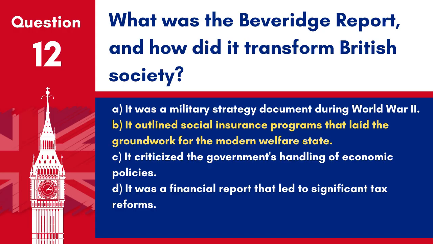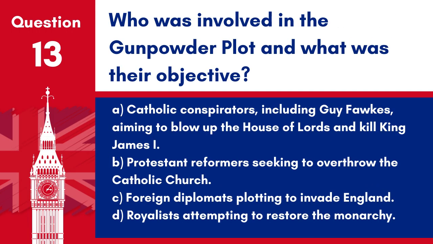Answer: B. It outlined social insurance programs that laid the groundwork for the modern welfare state. The Beveridge Report proposed comprehensive reforms to tackle want, disease, ignorance, squalor, and idleness, leading to the establishment of the welfare state. Question 13. Who was involved in the Gunpowder Plot and what was their objective?